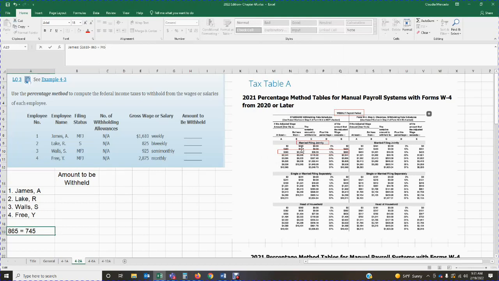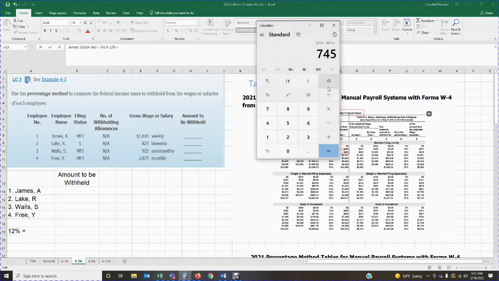Once you get that dollar amount, you're going to multiply by the rate provided. So we're going to be working backwards. That rate provided is plus this percentage. It's 12%. We're going to pay taxes on the $745 at a 12% rate. So 745 times 12% gives me $89.40.